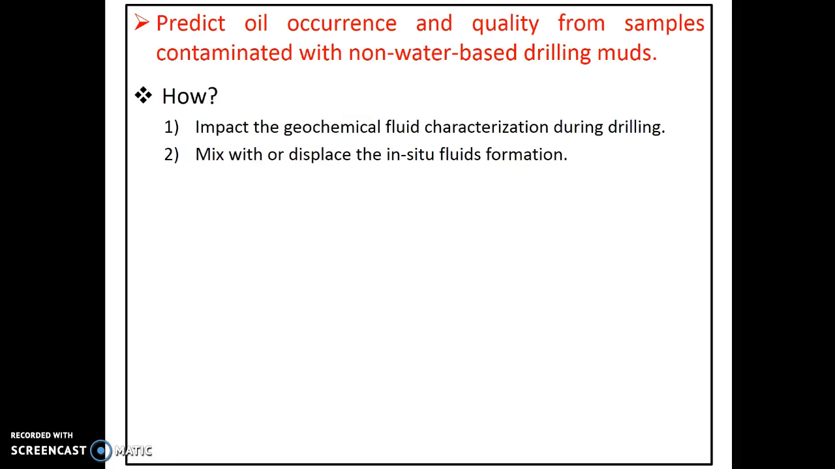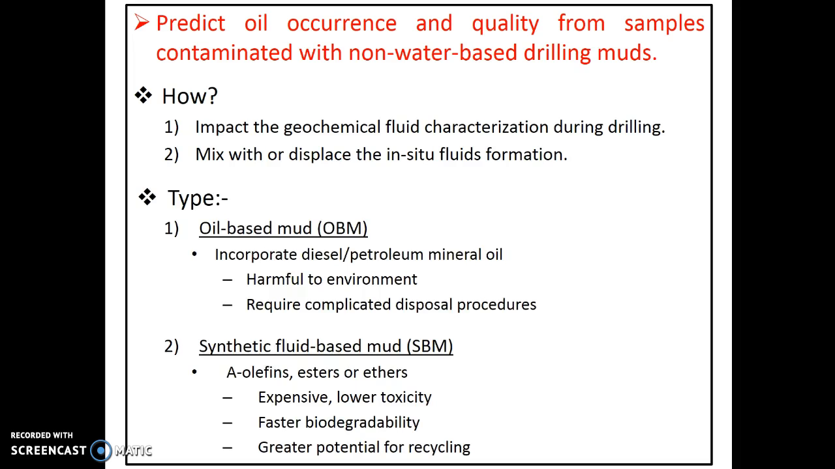The oil quality also varies due to contamination from drilling additives, and mixing with or displacing the in situ formation fluids, which will affect the properties of the oil. Presently, they usually use non-water based mud for the drilling process. There are two main types of base mud that they are using. The first one is oil based mud, which incorporates diesel and petroleum mineral oils as the base.